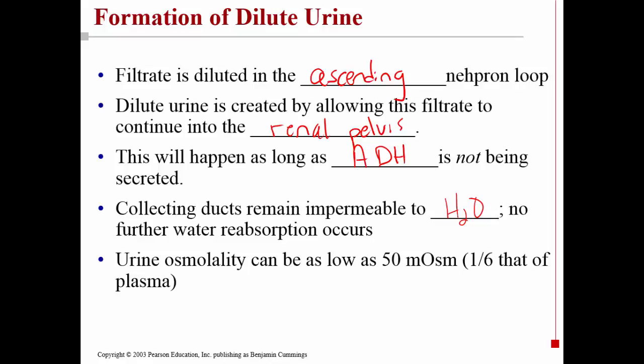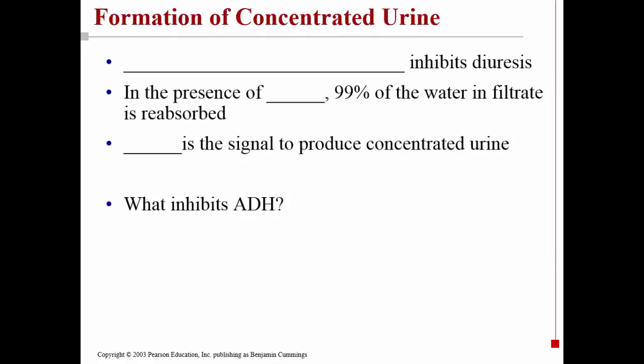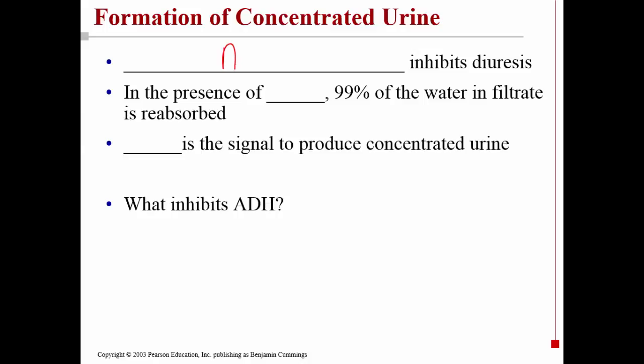But let's think about this. What if you are dehydrated and you want to keep a lot of the water you're releasing in urine? You want to keep that in your blood. Well, in that case, you want to make concentrated urine, which has not as much water and more solutes. If you want to do this, you again have to release antidiuretic hormone, ADH. And that will inhibit diuresis. Now, in the presence of ADH, by the way, 99% of the water in the filtrate is reabsorbed. In fact, ADH is the signal to produce concentrated urine.